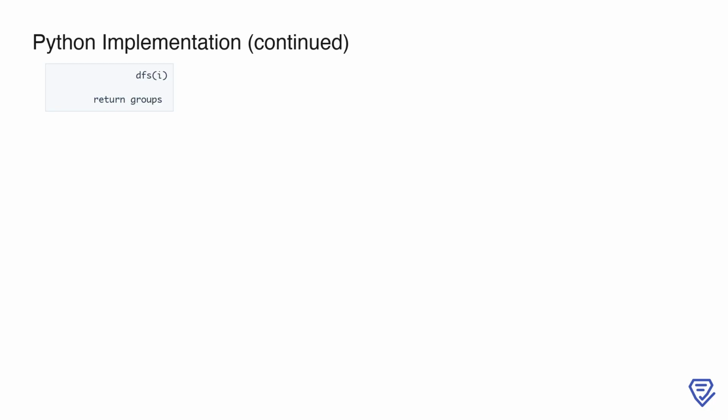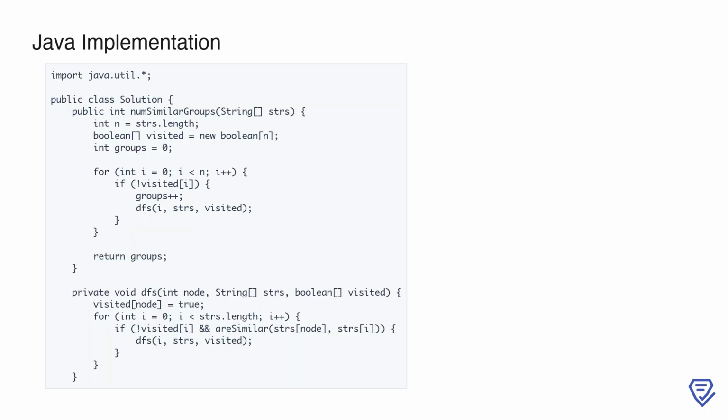It ensures that we explore all connections efficiently while adhering to the problem's constraints. Here, we begin by defining the numSimilarGroups method, which takes an array of strings called strs as input. The goal of this method is to determine the number of groups of similar strings. First, we initialize the length of the input array as n, a visited Boolean array to track which strings have been processed, and a groups counter set to 0.